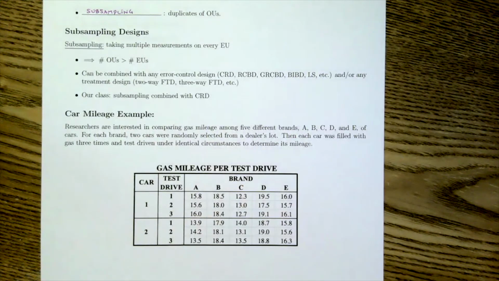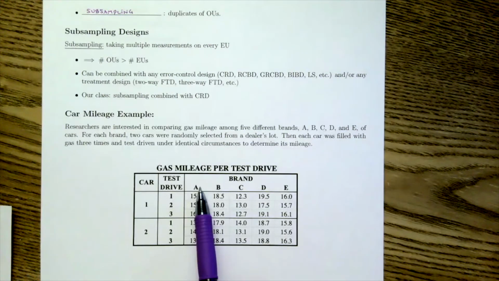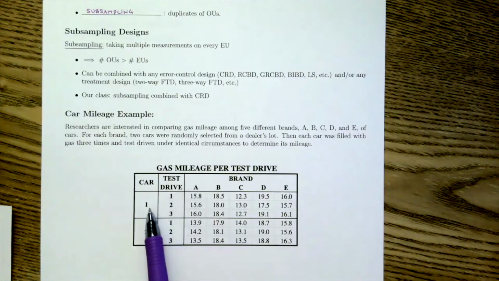Our car mileage example: researchers are interested in comparing gas mileage among 5 different brands, A, B, C, D, and E, of cars. For each brand, 2 cars were randomly selected from a dealer's lot. Then each car was filled with gas 3 times, and then they were test driven under identical circumstances to determine the mileage. So in this case, our experimental unit is going to be the car. Our treatment that we're applying is the brand, and then our observational unit is still going to be the car because our response is the mileage.